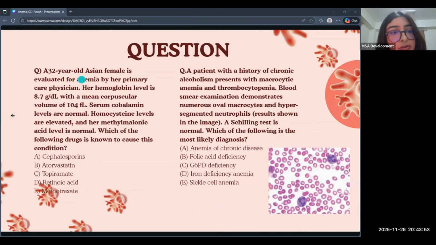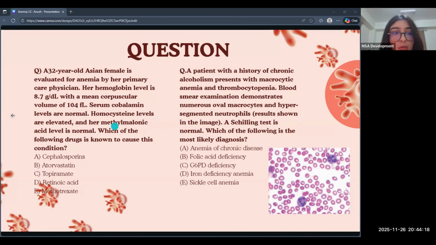So a 32-year-old Asian female is evaluated for anemia. Her HB is 8.7, her MCV is 104. So we know she has anemia and it's macrocytic. Now, serum cobalamin levels are normal, which means vitamin B12 levels are normal. Homocysteine levels are elevated and her MMA is normal. Which of the following drugs is known to cause this condition?